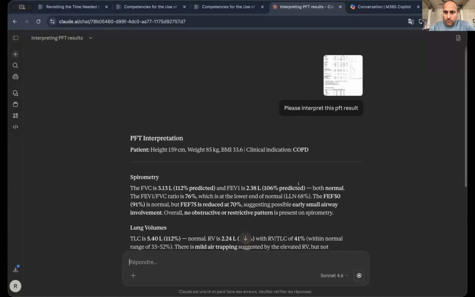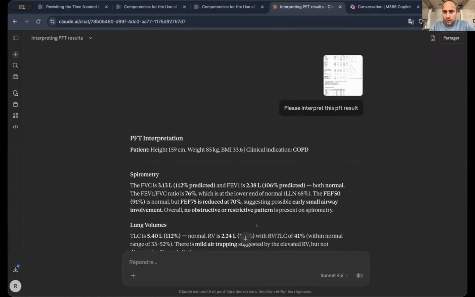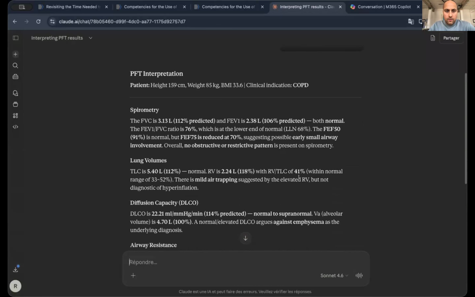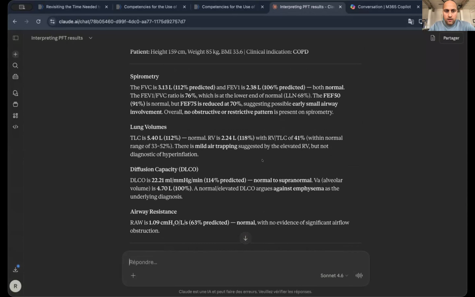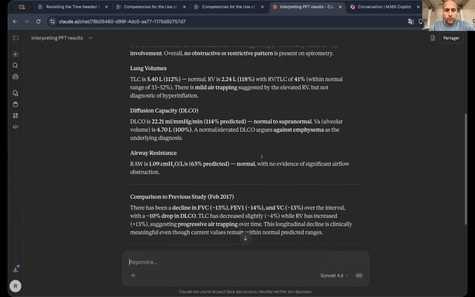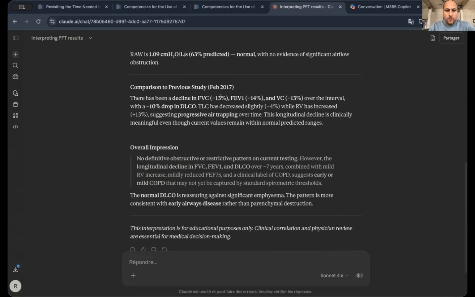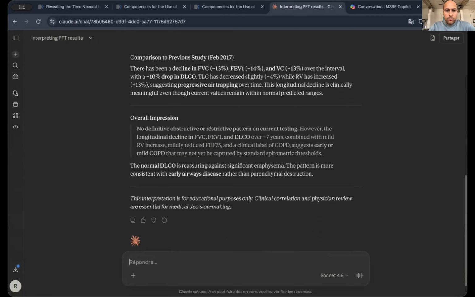And I don't know if you can really see it, but what I did is I just did a screenshot of the PFT and dragged and dropped it. I didn't include any patient identifying information like name and age. I did include the weight and the height, which is why it's there. And now, with the prompt, the tool is just telling me more about the results. So it did include the flow loop. It also includes some information about a previous study the patient had in February 2017. And then it gives an impression here.